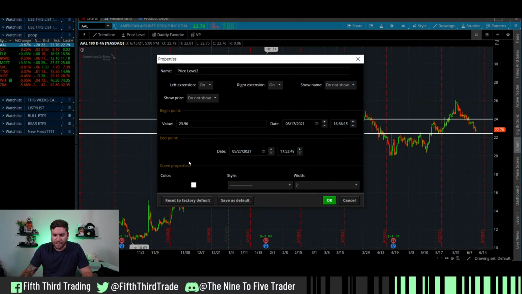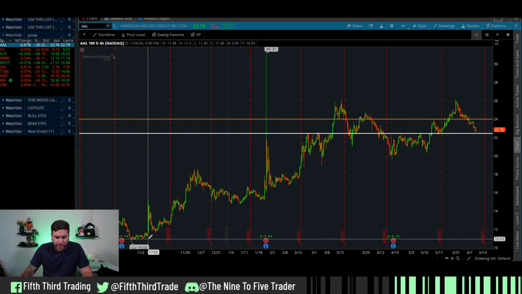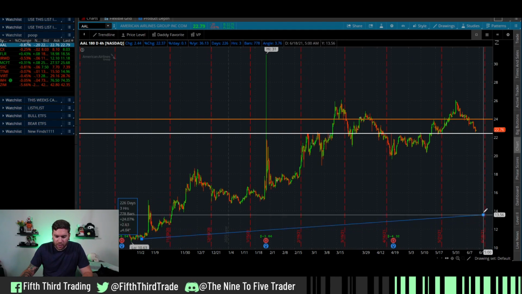I'm making my resistances orange. My supports are white. We have our trend lines. I make them golden. My head may be in the way for this, but we have a great low area. Anywhere is fine. All the way right.